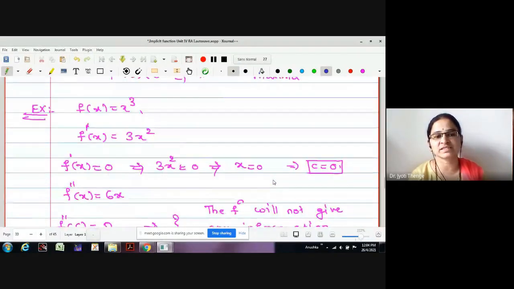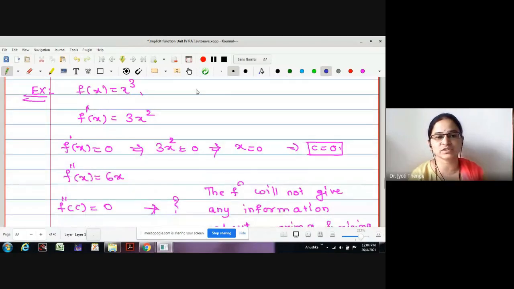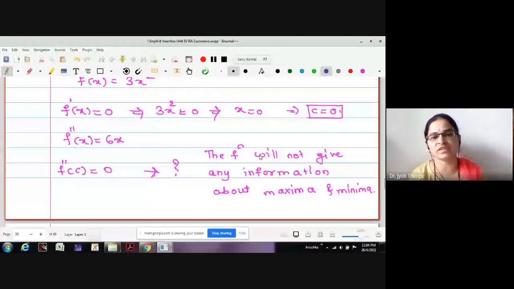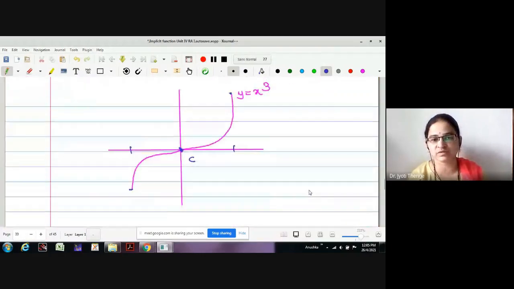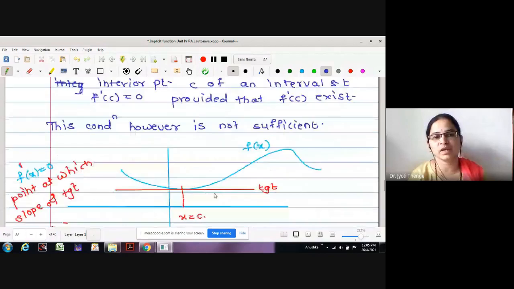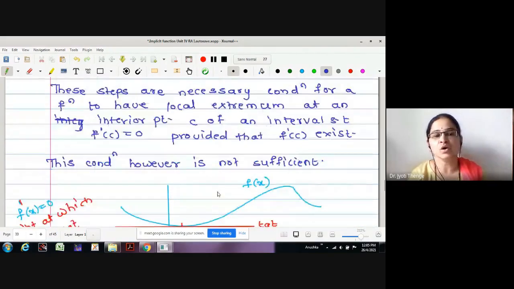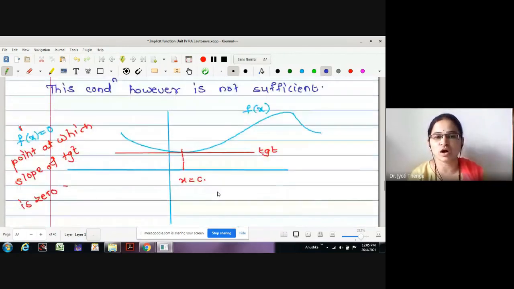But we have seen with an example of f of x equal to x cube that though we have gone with the same procedure, this function is unable to give us any information regarding the extrema point. Look at the nature of this graph. At this point C, though the first order derivative is 0, at the origin the function is neither maxima nor minima. Therefore, the condition is a necessary condition for the local extremum at an interior point, but this condition is not sufficient.